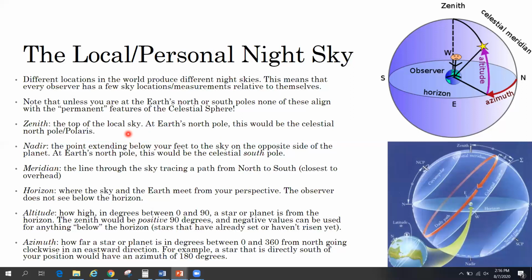All right, so the meridian. Now, this is not the same as the prime meridian of Earth, other than the fact that it also traces a path from north to south. But your meridian is the line through the sky tracing a path from north to south, closest to overhead. And that's what's being shown on the outer edge of this diagram. If you'll notice, they show north is off to the right here, south is off to the left. So this line going across the center of this person's sky from north to south, that's your celestial meridian.